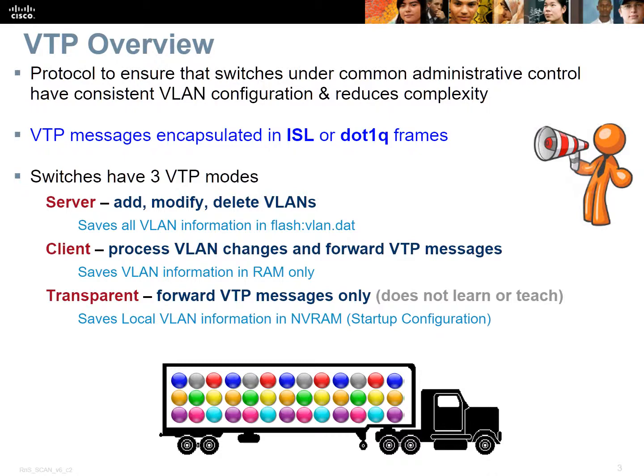Now, VTP exists in the native VLAN. It must exist in a trunk. It can only exist in a trunk, and it can be either an ISL trunk or an 802.1Q trunk.